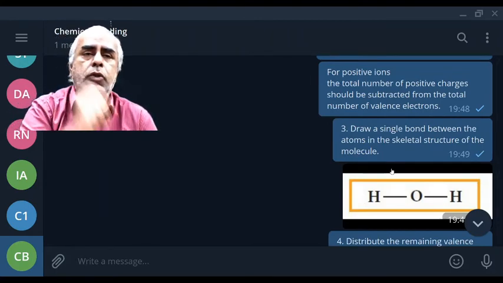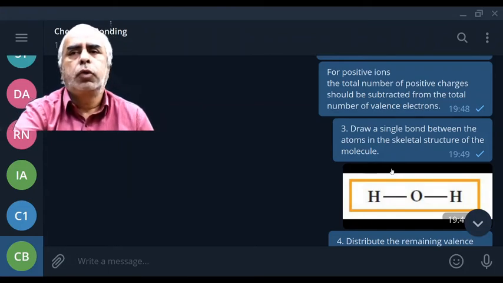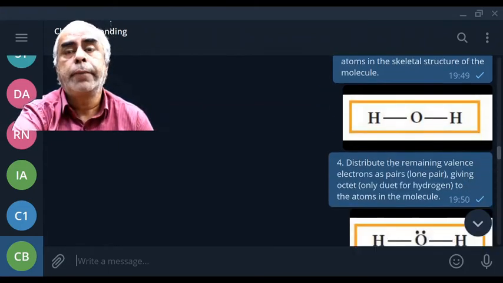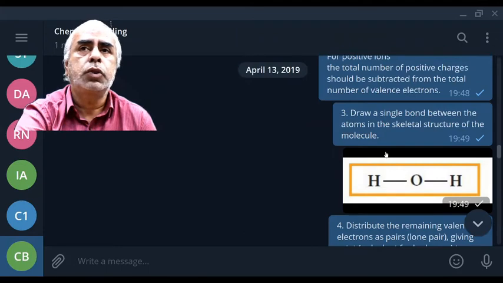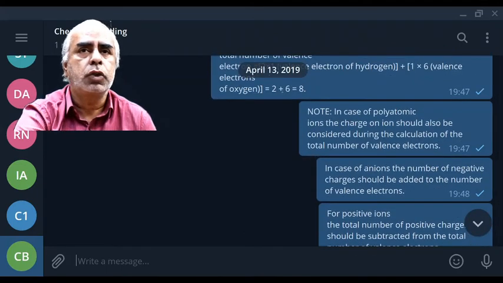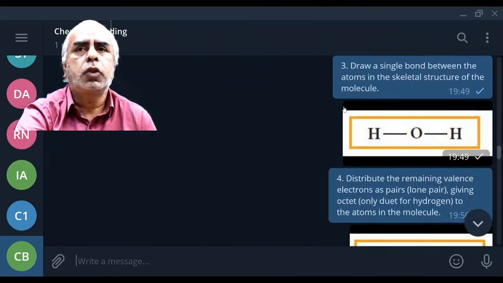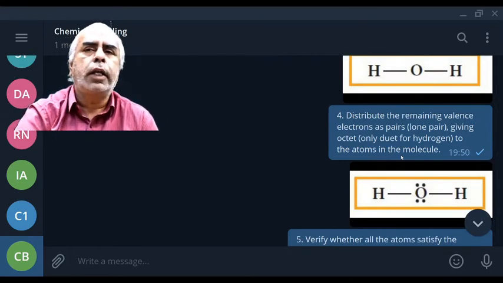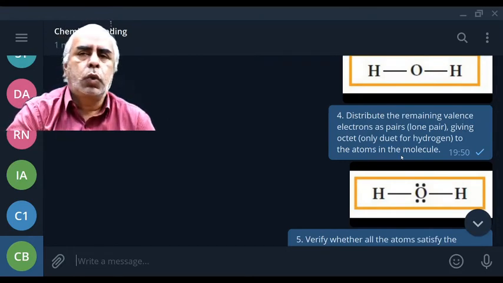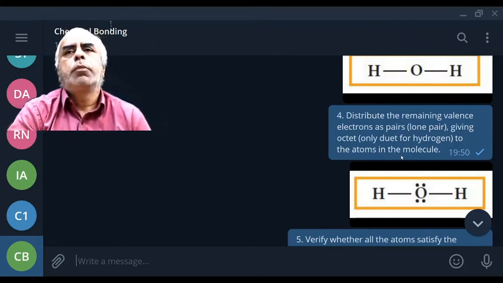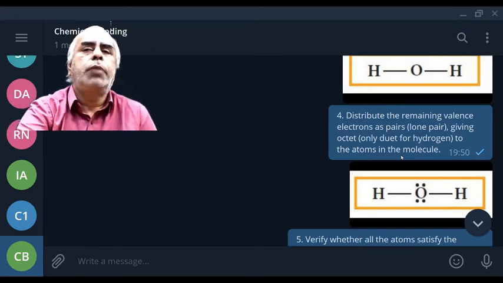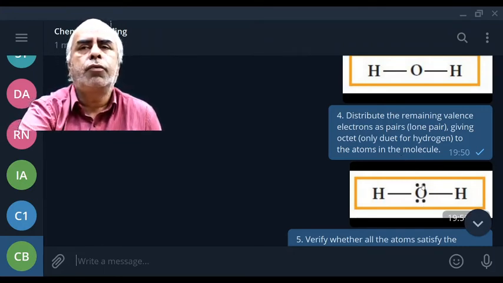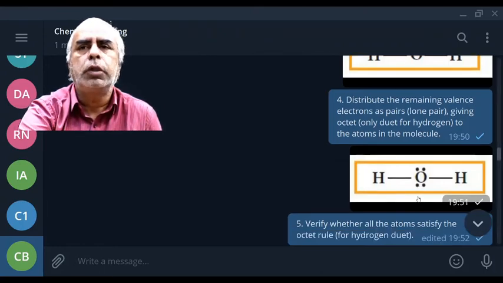Then let us come to water. You have to draw simple single bonds, 2 single bonds, O-H, O-H. Then the remaining, how many in total? That is 2 plus 6, 8 electrons. We have already accounted for 4, so the balance is 4. Those 4 electrons, as pairs of electrons, that is lone pairs, can be placed on the most electronegative atom. Here oxygen is the most electronegative atom, so we can place 2 lone pairs on it as shown in the diagram.